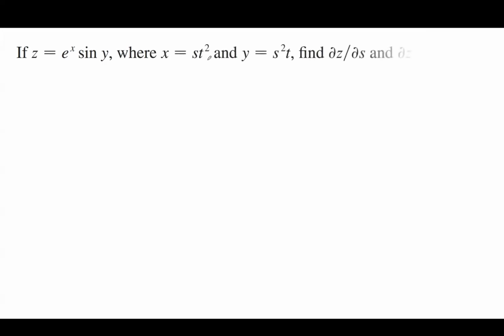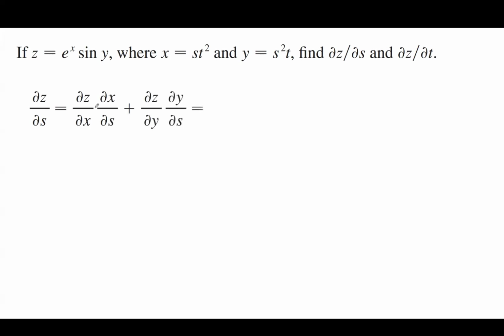Let's take a look at another example for you. Now suppose z is e to the x sine y, x is st squared, y is s squared t. We want to find the partial derivative of z with respect to s and the partial derivative of z with respect to t. The partial derivative of z with respect to s is the partial derivative of z with respect to x times the partial derivative of x with respect to s, plus the partial derivative of z with respect to y times the partial derivative of y with respect to s.